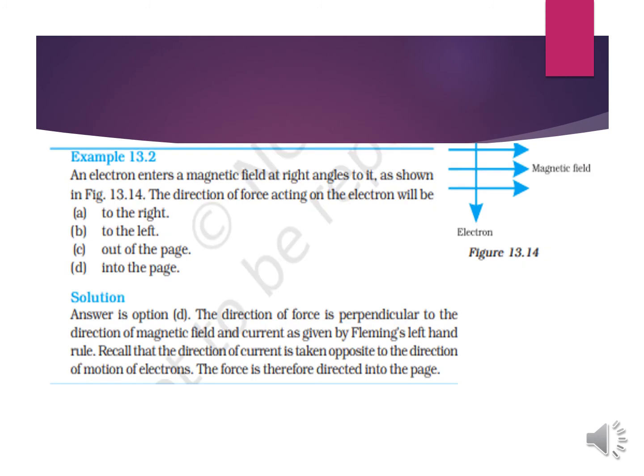Example 13.2. An electron enters a magnetic field at right angles to it, as shown in the figure. The direction of force acting on the electron will be: to the right, to the left, out of the page, or into the page. You know the magnetic field is in the right direction, and the electron is entering across the magnetic field, so they are perpendicular to each other.